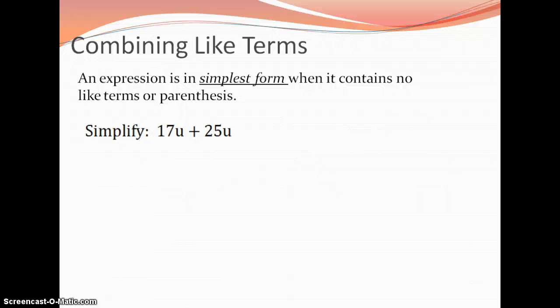So our first example here, we have 17u plus 25u. The directions want us to simplify. So let's first look at our variables. We have a u to the first power, a u to the first power. Same variable, same power, so I can combine these. I have 17 u's plus 25 u's gives me a total of 42 u's.